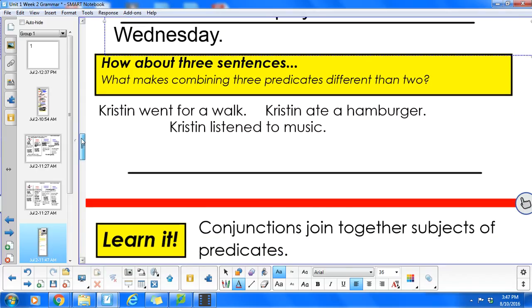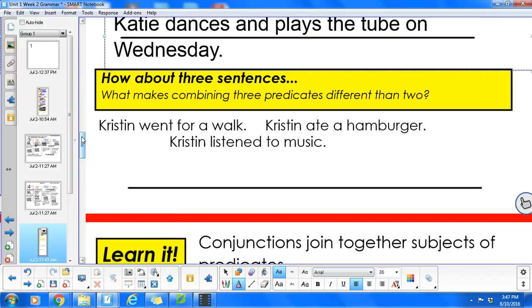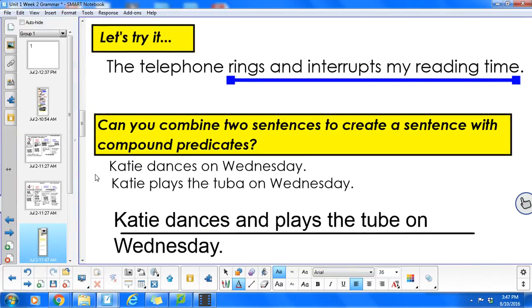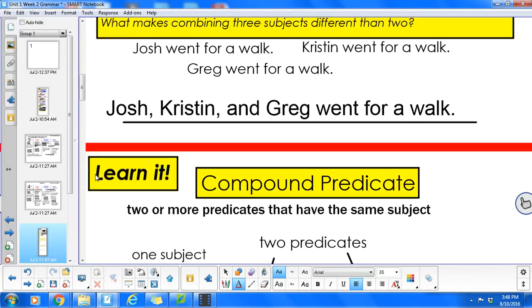Well, what if there's three things? And now Kristen's going to do three. So we're going to start with her. Kristen went for a walk.